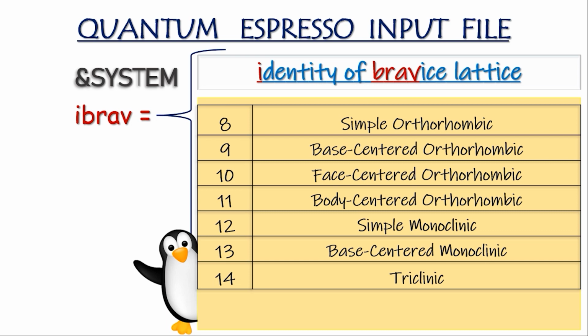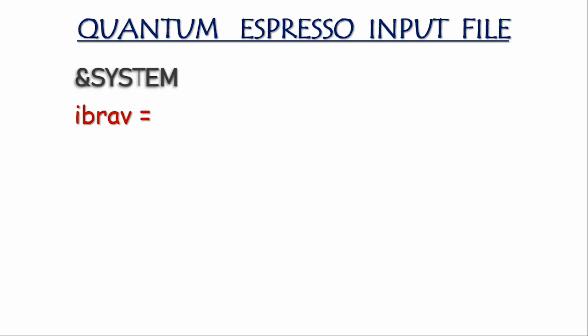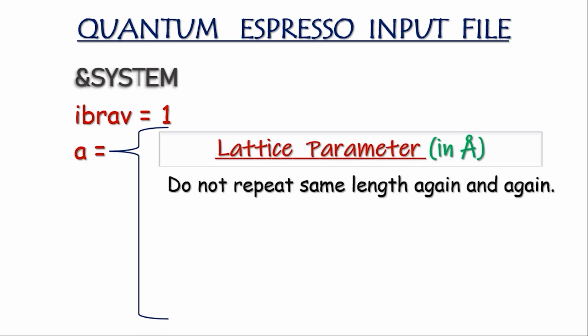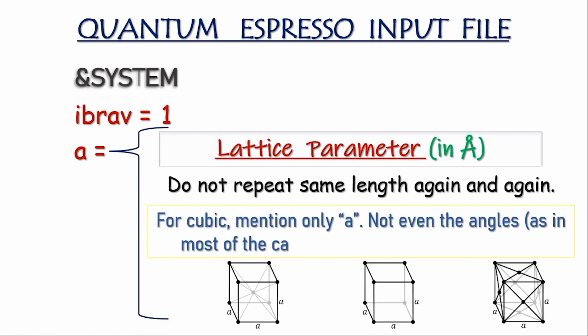Now once your Bravais lattice is defined, then comes the card for the lattice parameter. There are different ways to write the lattice parameters, but let's learn one in this class. So A equal to, here you actually have to put the lattice parameter in angstrom unit. Remember, do not repeat the same length again and again. What I am actually trying to say is, for example, if you have a cubic lattice, your A, B and C are the same. So you don't have to say all these. But for cubic, mention only A. Because in your ibrav, it is already defined that your lattice is cubic.